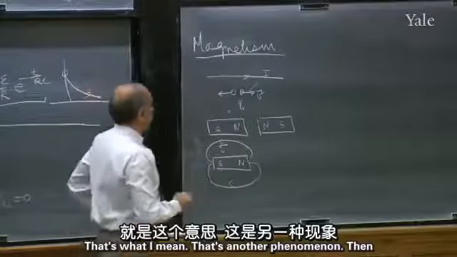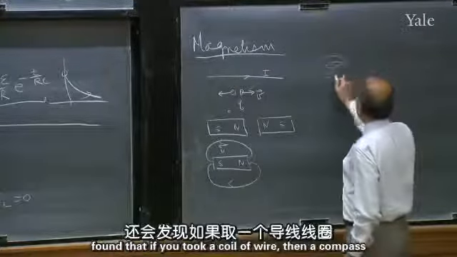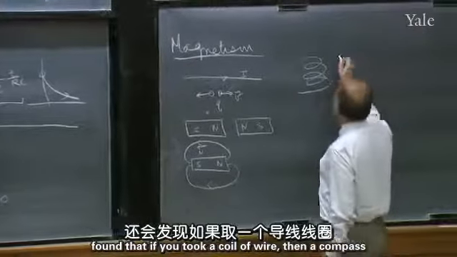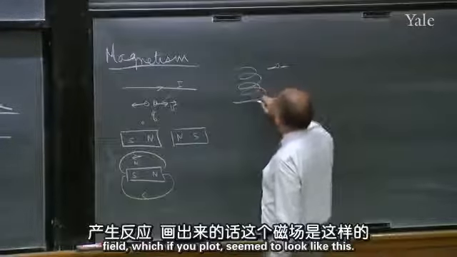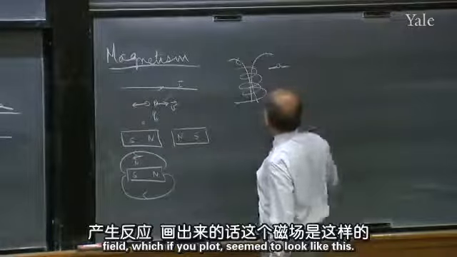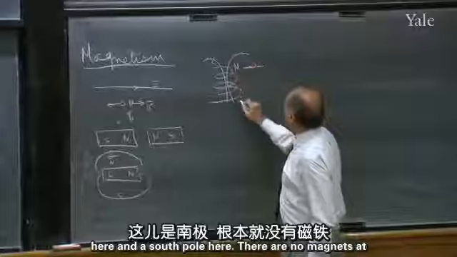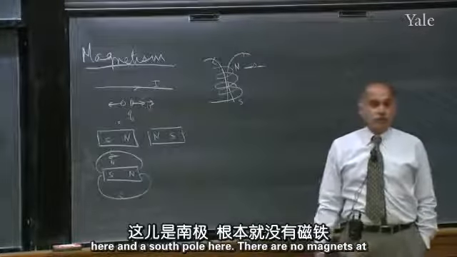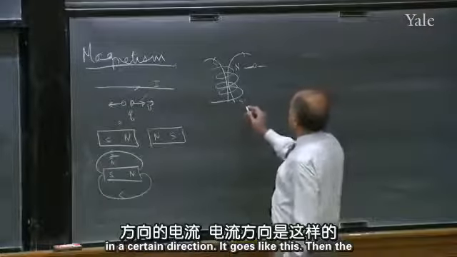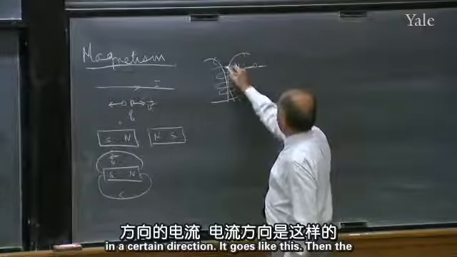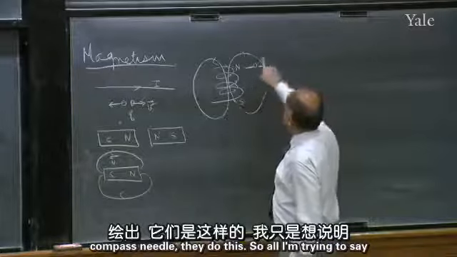That's what I mean. That's another phenomenon. Then once you found out about electric currents, you also found that if you took a coil of wire, then a compass needle somewhere here began to respond to a magnetic field, which if you plot, seemed to look like this. Seemed to look just like a magnet with a north pole here and a south pole here. You had no magnets at all. You just had a coil of wire carrying the current in a certain direction. It goes like this. Then the magnetic field lines, which you plot by moving the compass needle, they do this.